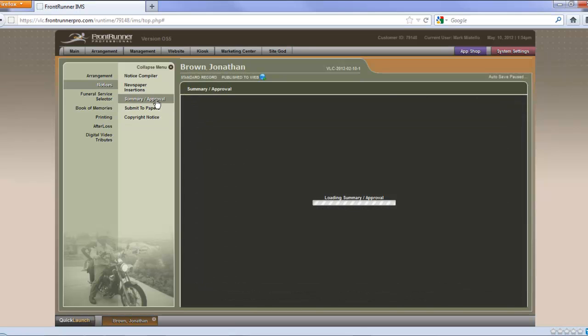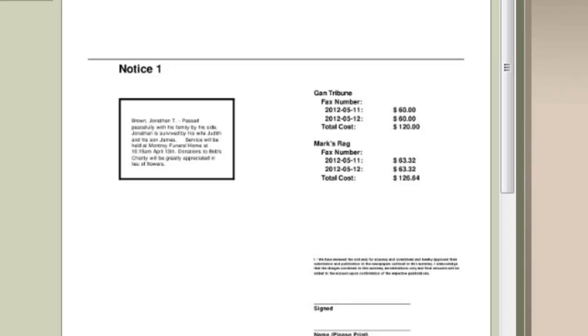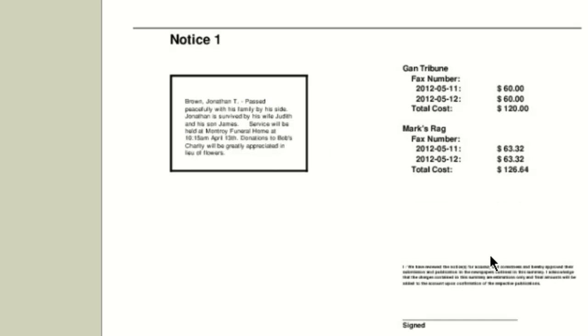So we go back up to summary approval. What this is going to do is give you an example of what the obit's going to look like in the newspaper. Here it will have the obit. Here it has the cost. And down at the bottom is the disclaimer stating that the family has read through this, everything looks good, they're very happy with it, and they sign.